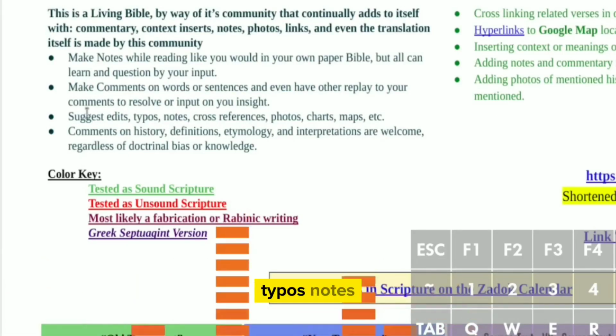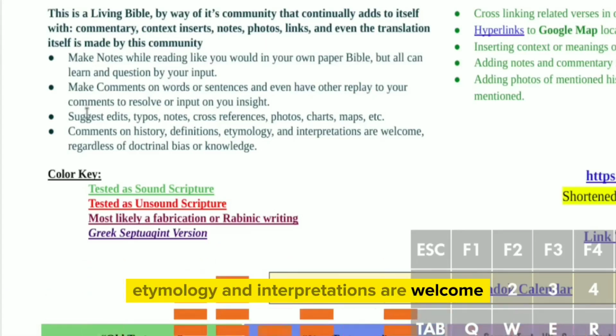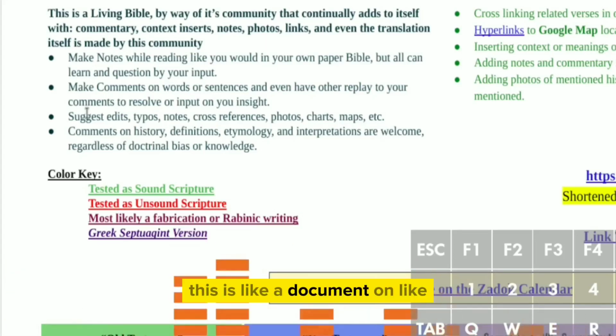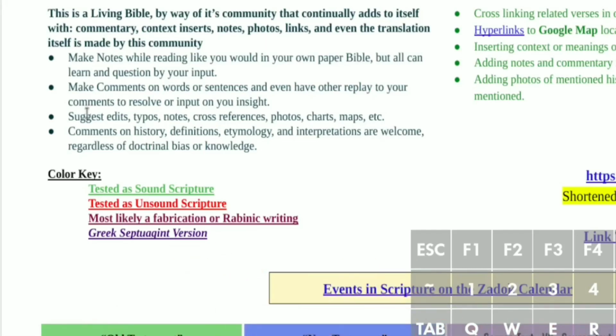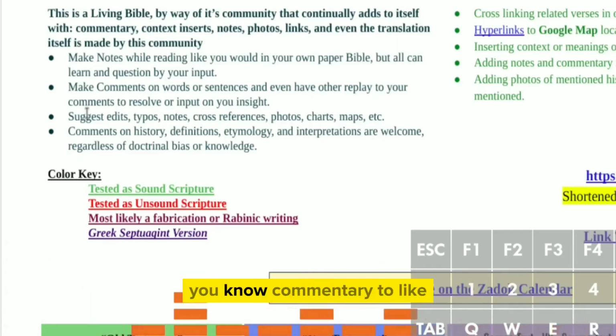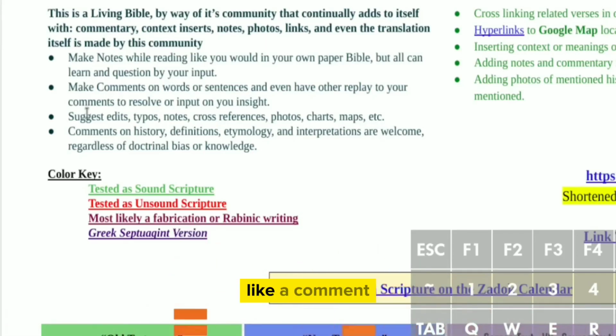Suggest edits, typos, notes, cross-references, photos, charts, maps, etc. Comments on history, definitions, etymology, and interpretations are welcome regardless of doctrinal bias or knowledge. So basically, this is like a document on Google Docs, and you know how you're able to make comments or add questions or commentary to each thing that you highlight. I think you could highlight and then add a comment to that highlighted word or sentence or phrase.